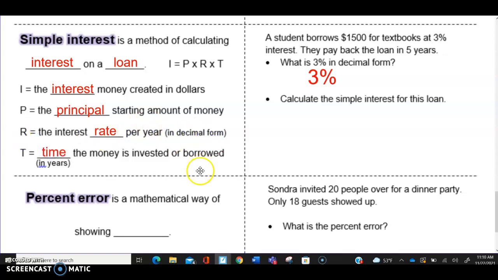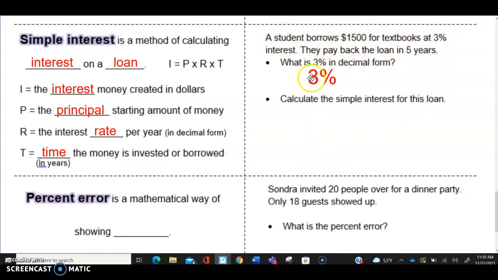And then T is the time the money is invested or borrowed, and it has to be in years. So if they were to give me 6 months, we know that would be half of a year. Anything in months would have to be converted to years. So a student borrowed $1,500 for textbooks at 3% interest. They pay back the loan in 5 years.